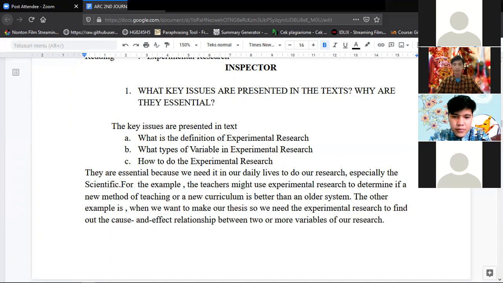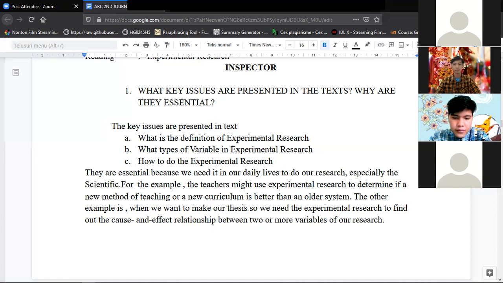When they want to make their research in a laboratory. For the first example, teachers might use experimental research to determine if a new method of teaching or a new curriculum is better than the older system. And the other example is when we want to make our thesis, we need experimental research to find out the cause and effect relationship between two or more variables of our research.